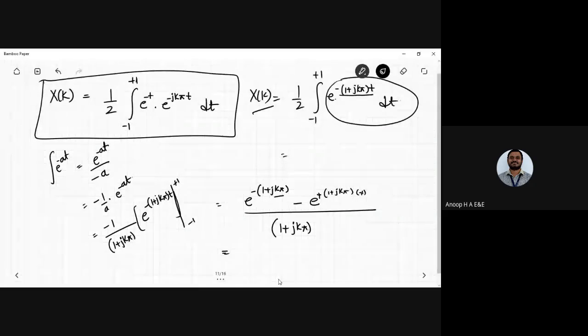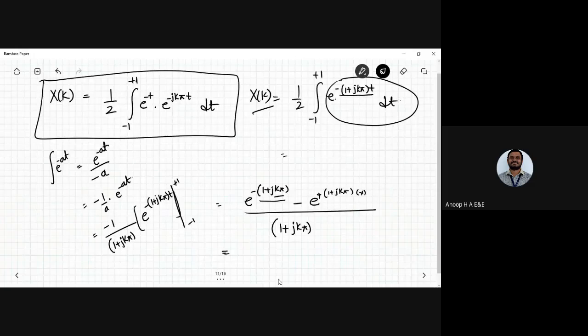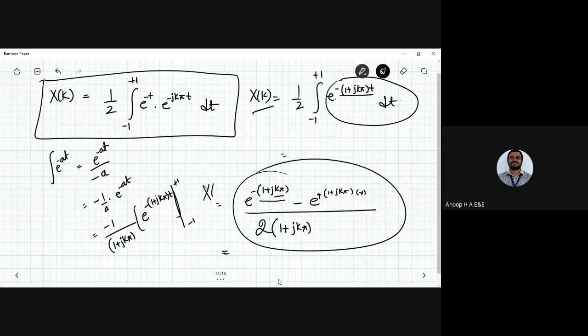Now see here, it is e power minus 1 plus j into k into pi, correct? And you will be having minus e power 1 plus j into k pi divided by 1 plus j into k pi. Hope it is correct. And I have 2 also here. I have evaluated the limits and I have got this as X of k. I hope this is clear to you.